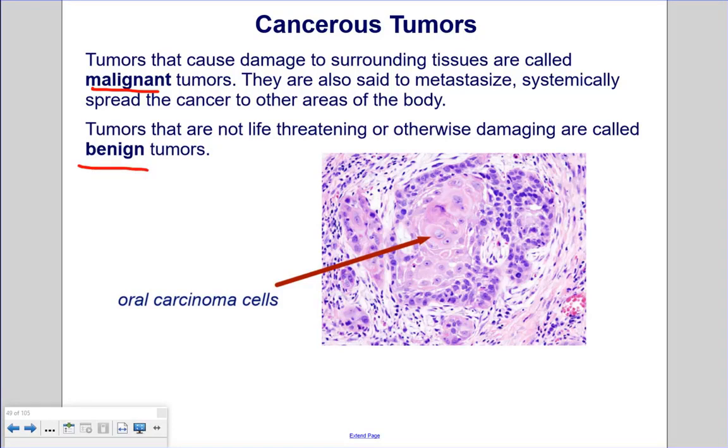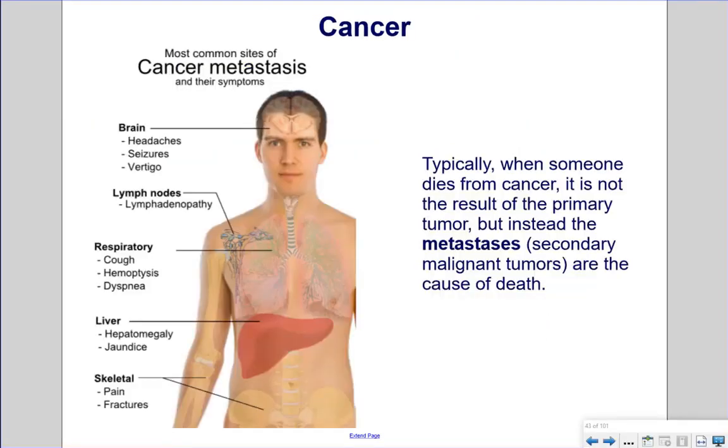In this picture, we have oral carcinoma cells. This mass of cancer cells right here does not have any kind of contact inhibition, so they just continuously grow into a crowded ball of cells. Cancer. Typically, when someone dies from cancer, it is not the result of the primary tumor, but instead the metastases, or the secondary malignant tumors, are the cause of death.